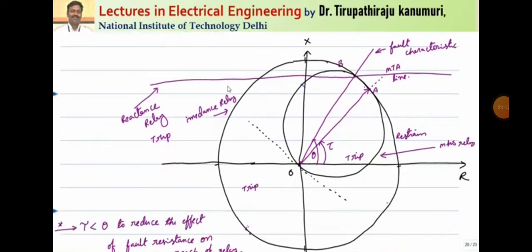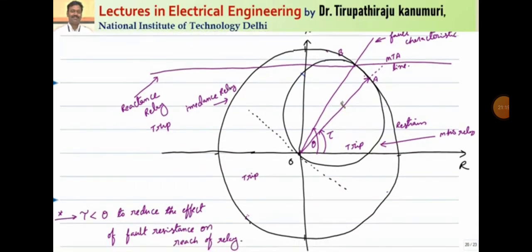After that, we have summarized the different relay characteristics. Let us assume this line represents my fault characteristics, and I want to protect up to this distance. This can be protected by an impedance relay, a reactance relay or the Mho relay. This outer circle is the characteristic for the impedance relay. For the impedance relay, we take some radius of the circle, so we plot this point, O to A. This indicates the radius of the circle.